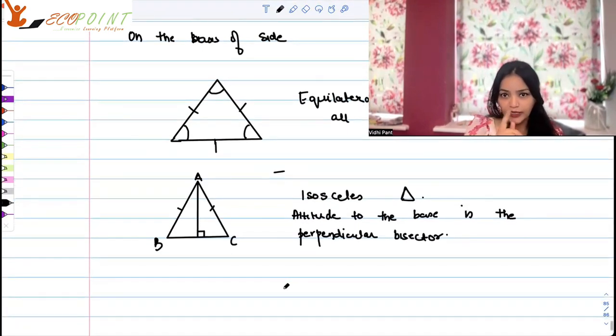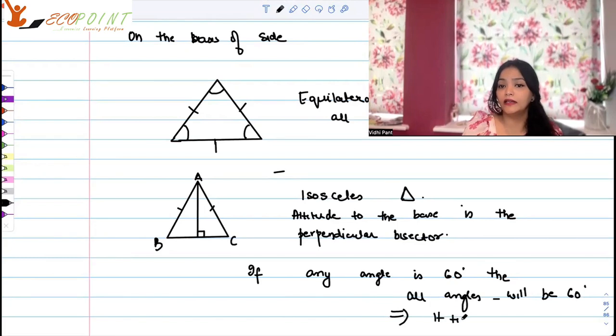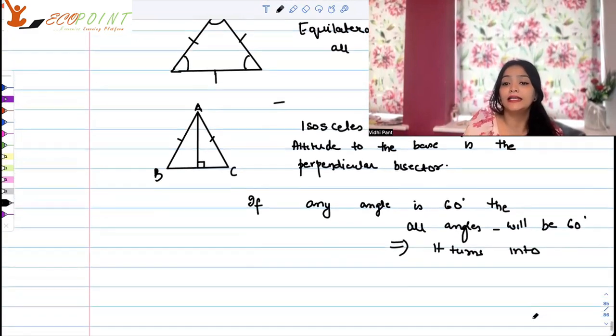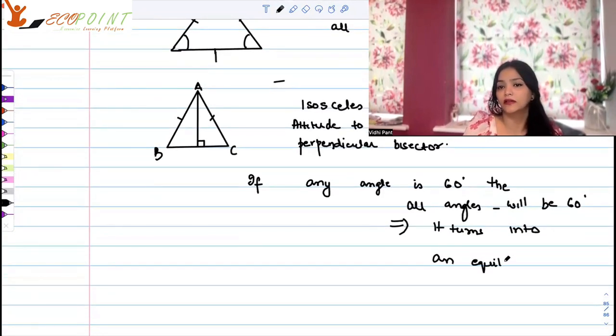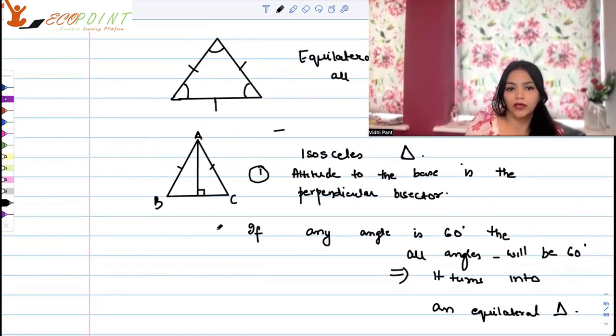And within this, okay, another important thing. अब होगा क्या इसमें? If any angle is 60 degrees, if any angle by chance is 60 degrees, then all angles will have to be 60, which would imply it turns into an equilateral triangle. So in an isosceles triangle, if one angle becomes 60, automatically the other two angles will also become 60, and hence it will turn into an equilateral triangle. So these are two important facts about an isosceles triangle.